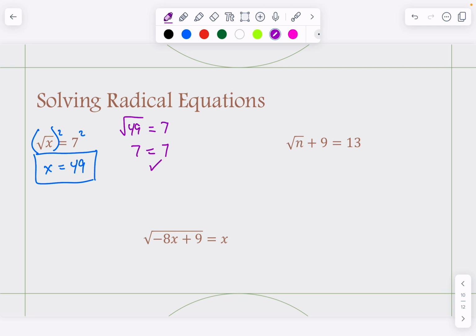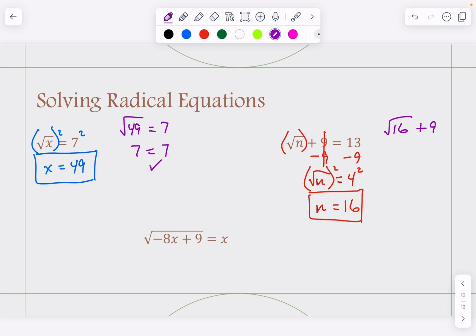Now the next problem, I have to isolate the radical first, so I have to subtract 9 to give me the square root of n equals 4. Now I need to square both sides, giving me n equals 16. Confirm that answer by plugging it in. I get the square root of 16 plus 9 equals 13. The square root of 16 is 4. 4 plus 9 does in fact equal 13. So that one checks out as well.